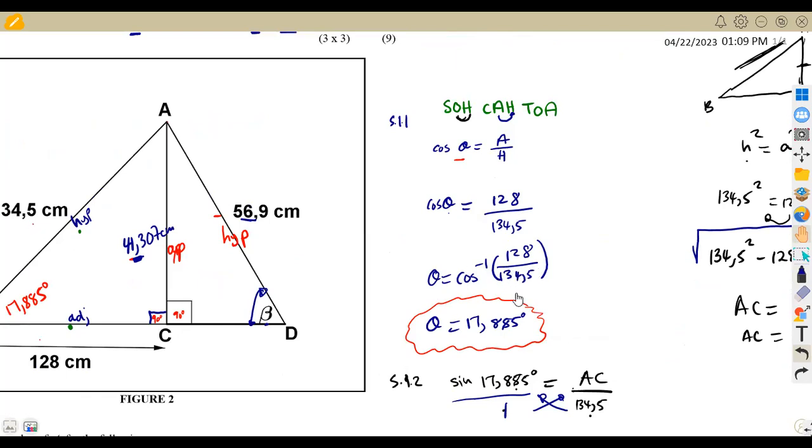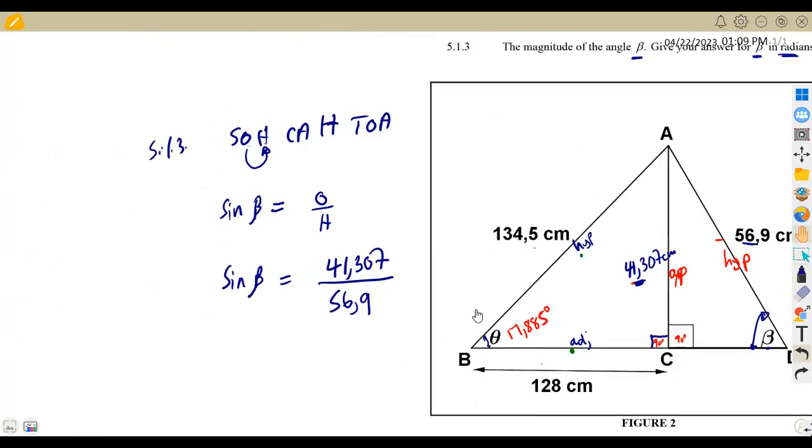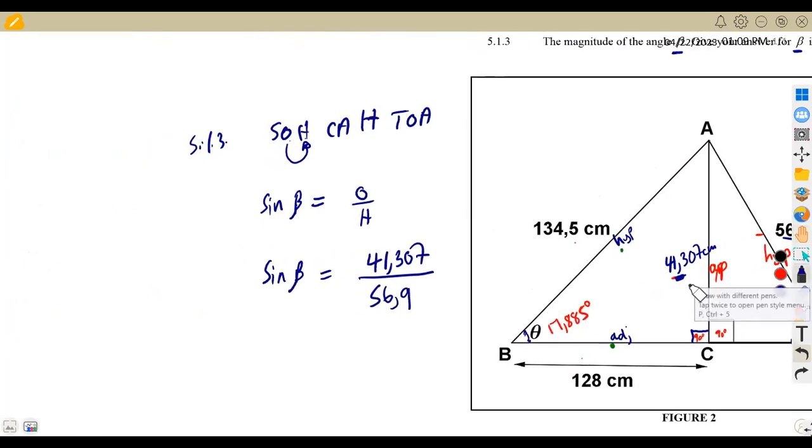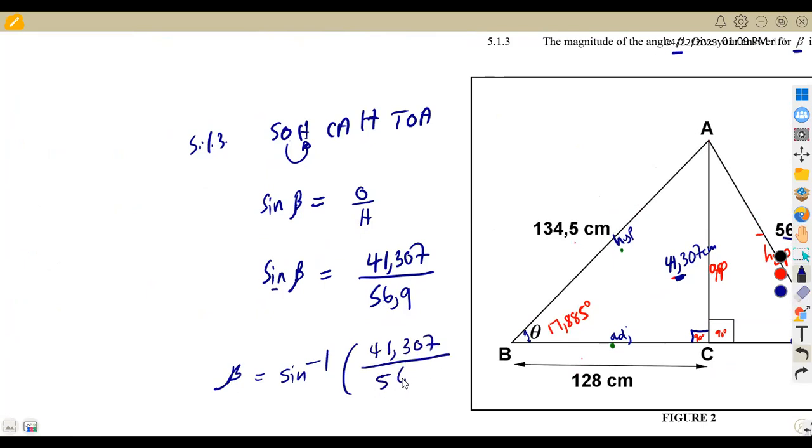So just like what we did on theta, where cos theta is equal to something, to find theta it was arc cos, or shift cos from your calculator, which is referred to as arc cos. In this case, we are dealing with sine. So that means beta is going to be the arc sine of this whole part, which is 41.307 over 56.9. This is going to give us the exact angle for beta.